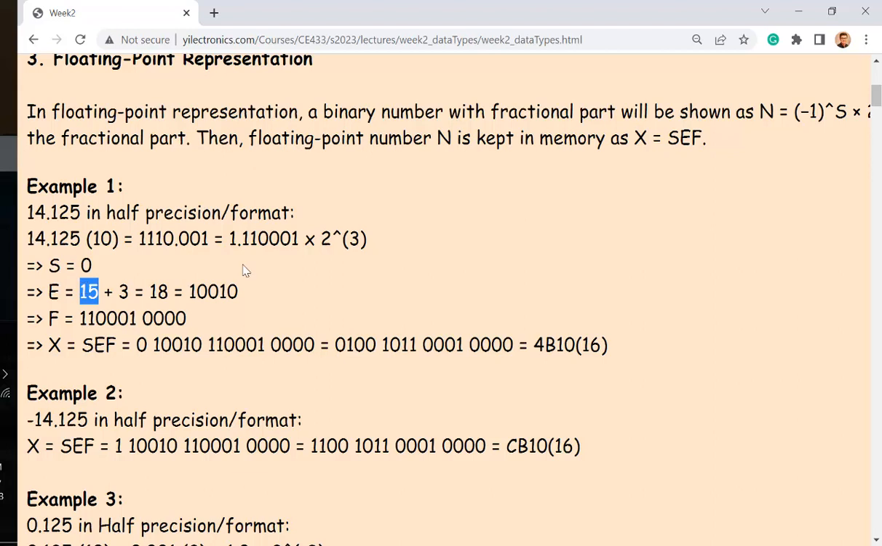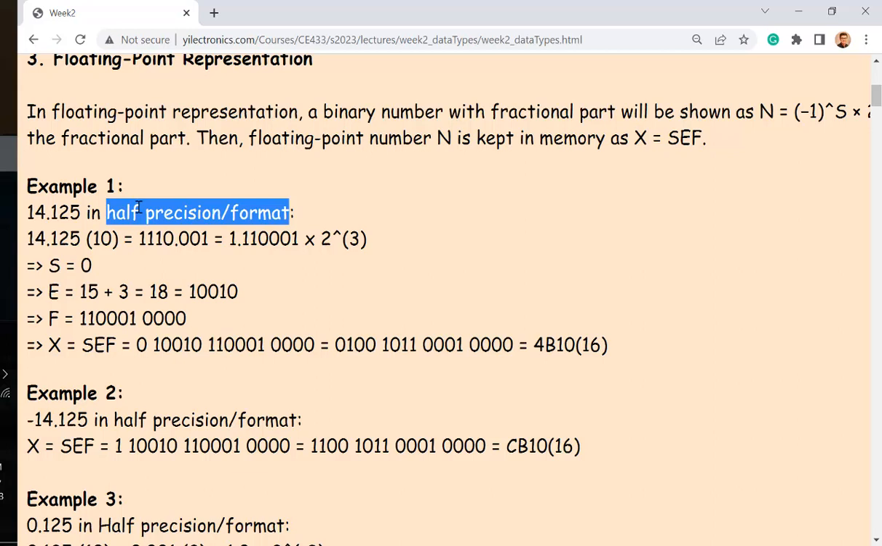So 3 is the exponent, and you have to add it to the offset, which is called the bias, which is 15. So I have to add 15 in this half precision format of the floating point number system. Don't make it complicated. Just remember we are not using other precision formats in this class. It's good enough if you know what a half precision format is. Okay, so we're always adding 15 to it. I'm going to show you why later.